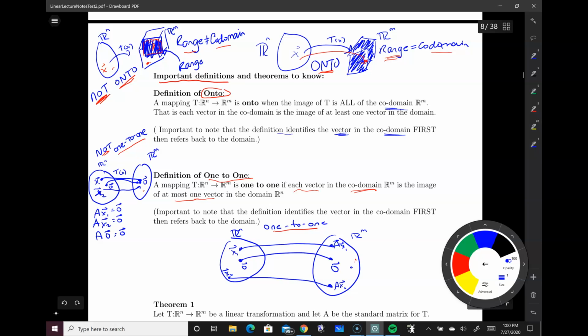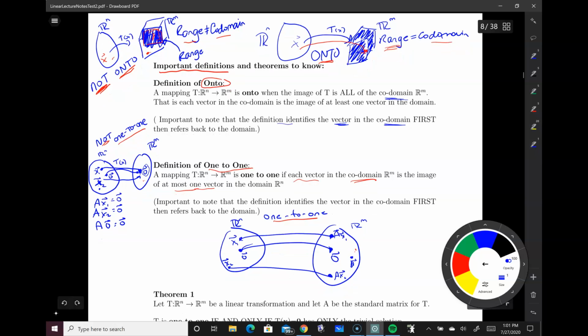I could have this column vector b in the codomain that's not being hit, but every one that has been reached has only one x going to it. This column vector here has one x going to it. So this is a picture of one-to-one. This is a picture of not being one-to-one. I've drawn three different column vectors in the domain that all go to the zero vector. So this is not one-to-one because this one vector in the codomain has more than one vector going to it.